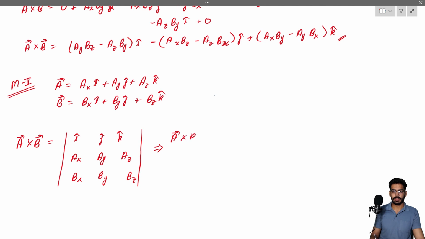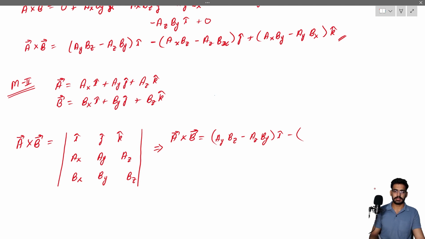A cross b, how do we solve this? First you write down i cap, j cap, k cap. So for i cap, this column and row get eliminated, and we consider this 2 by 2. So ay bz minus az by, i cap. Then for the middle one we consider a minus sign, and for the first row the signs go plus, minus, plus.